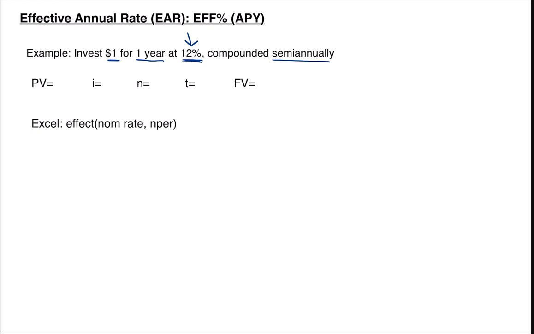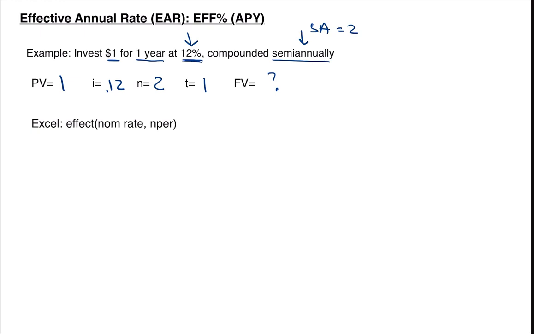So we have a present value of $1. Our interest rate is 12%, so I'm going to put that in decimal form. I have the number of compounding periods is 2, because it's semi-annually, right? And it's twice a year. My time frame is 1 year, so we have to find the future value. Now we can do this in Excel, and it will absolutely give you the answer. But I want to show you mathematically how it's done.